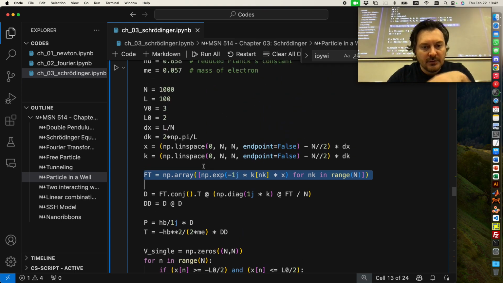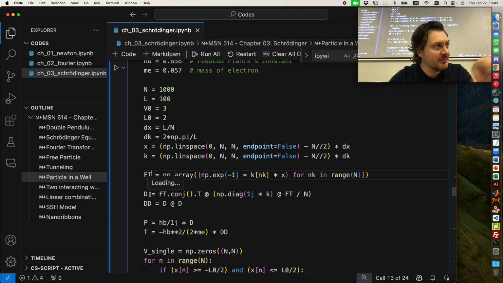Okay, so let's remind ourselves there is this Fourier transform matrix, and if you take its conjugate transpose, multiply it with diagonalized ik's, if you remember, multiply it with Fourier transform divided by n, you will get the first order derivative matrix. Do you remember that? Yes, you have used it in the homework if you have returned it. And dd, the second order derivative, is d times d. This is matrix multiplication.